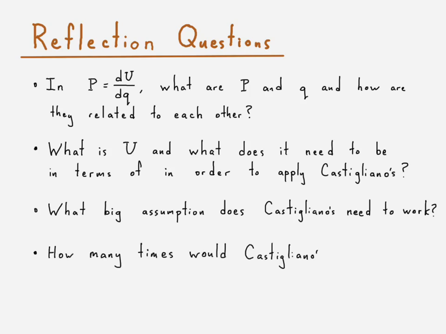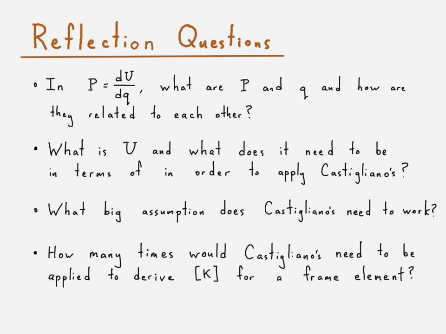And lastly, how many times would Castigliano's need to be applied to derive the stiffness matrix for a frame element? Let's assume that's a frame element in 2 dimensions, which has axial stiffness, and it also has transverse and bending stiffness. All right, and that should conclude the video on Castigliano's theorem, or the work energy method for deriving stiffness matrices in finite elements.